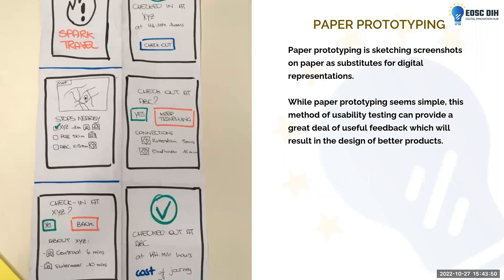The first method that I want to talk about, and on the left you see actually the app I was talking about, where we just created quickly some screens about how you can check in and check out of public transport. And it really took us maybe 10 or 15 minutes to create these six screens that you see in front of you. And what we did was we just took this and we went to colleagues around us in the building and just talked with them and showed them, hey, here is an app.